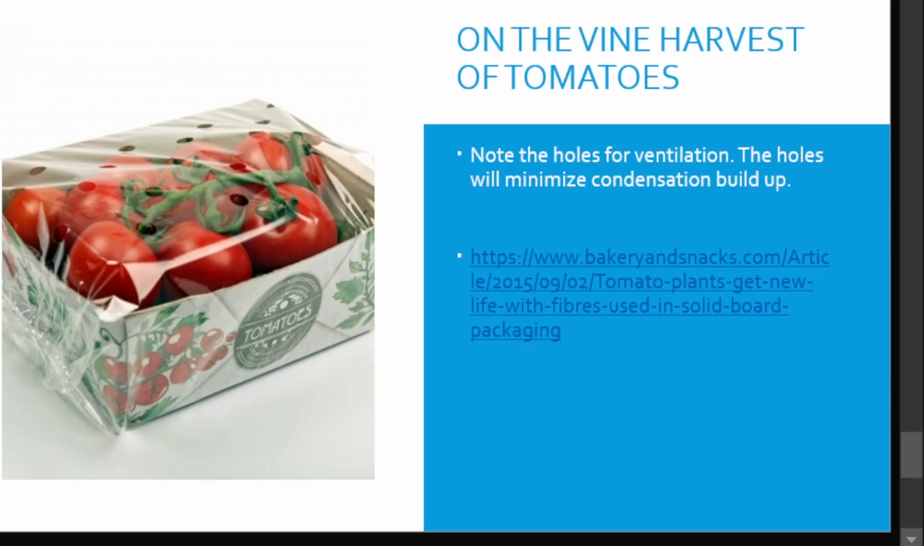And tomatoes on the vine harvest, so since they're on the vine, we know that they are still ripening, and the holes in the box there will allow for gas exchange and will allow for proper ventilation to avoid condensation buildup, which, as stated before, could lead to pathogen infections and all that stuff.